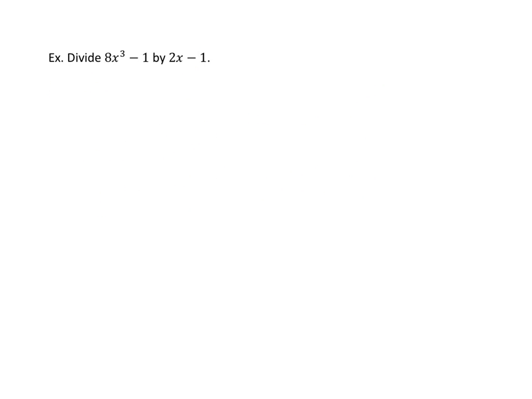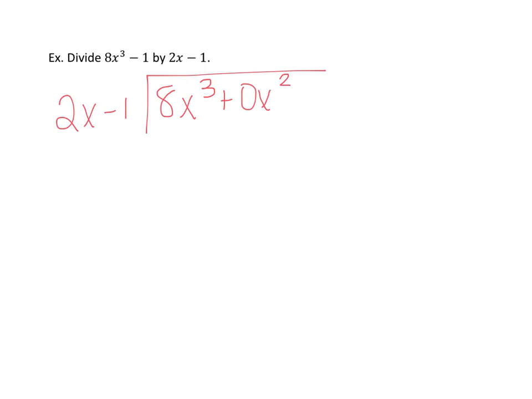Okay, when we do long division, we're putting 2x minus 1 out here, 8x cubed plus 0x squared plus 0x minus 1. Don't forget about your placeholders. Okay, so now you're asking, what do I have to multiply by 2x to get 8x cubed? It can be 4x squared.